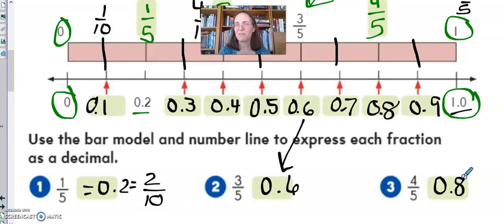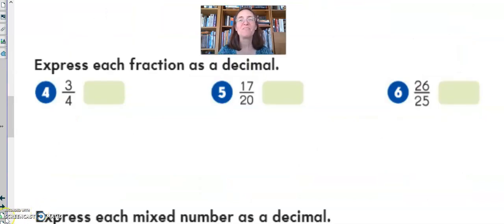Number lines can really help you with the decimals, huh? Surprise! We have jumped down to the next set of problems. It asks us to express each fraction as a decimal. Something to keep in mind is that these fractions are already in their simplest form. 4 and 20 and 25 are part of our base 10 place value system, but fourths and 20ths and 25ths doesn't feel like that's true.